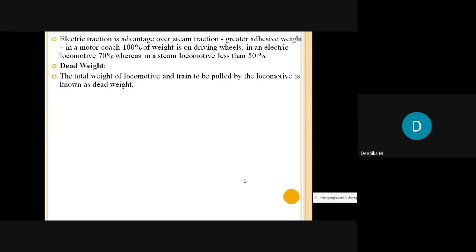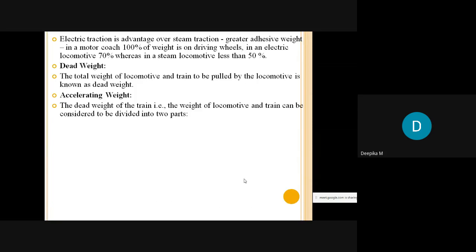That means it is the whole weight we are talking about. It is the total weight of the locomotive, which usually includes the coach and all, and the train. The train weight, the coach weight, everything that should be pulled by the locomotive is known as dead weight. So the total weight of the locomotive and train to be pulled by the locomotive is called dead weight.